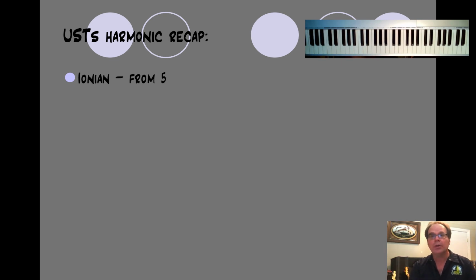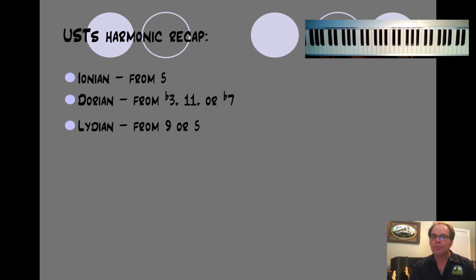So Ionian, we only have the one from the 5. Dorian could be all 3 of them, right? They all have a different sound. Lydian is going to be only from the 9 or the 5. For instance, the one from the 9 on F Lydian, so G triad, is definitely the winner there because that gives you that sharp 11 sound.